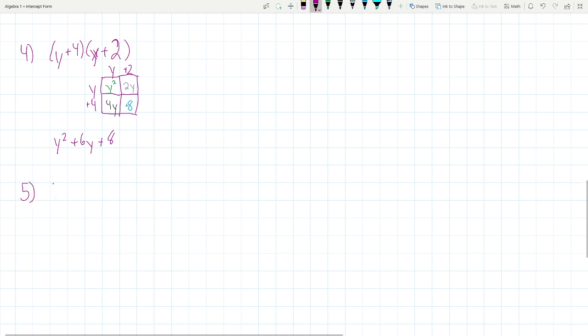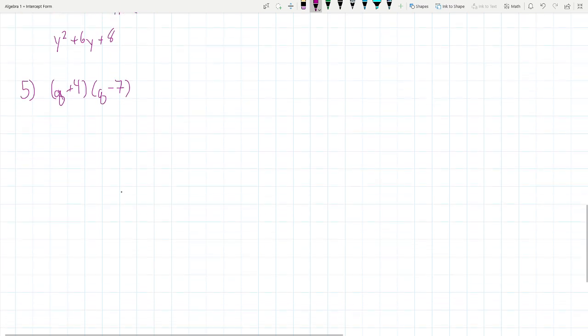Number 5. If I go q plus 4 and q minus 7, using the box method, I'm going to go, okay, q, I'm going to spread this out a little bit because that one was a little tight. And 4, q, negative 7. q and q make q squared, q and negative 7 makes negative 7q, 4 and q makes 4q, 4 and negative 7 make negative 28.